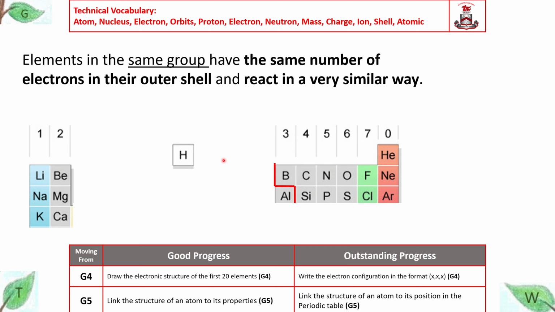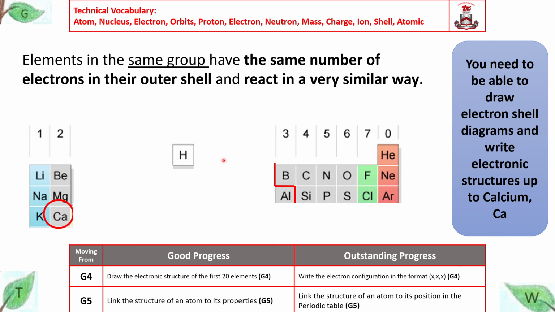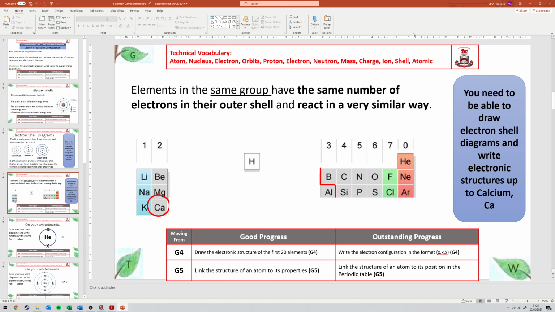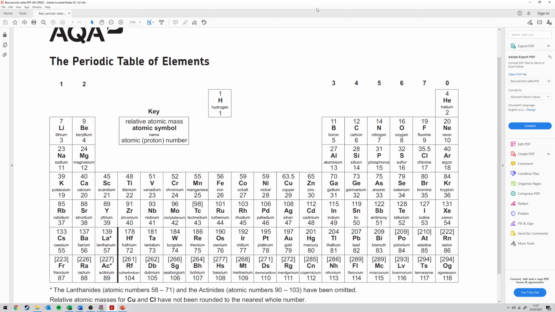Now, you need to be able to draw all of the electron shell diagrams and write all of the electron structures up to calcium. Now, before we go on, there's a little trick you can use. So let's move this out of the way and get the periodic table up.